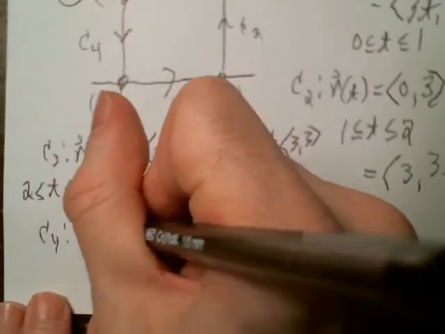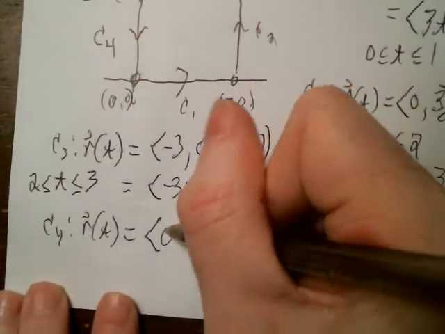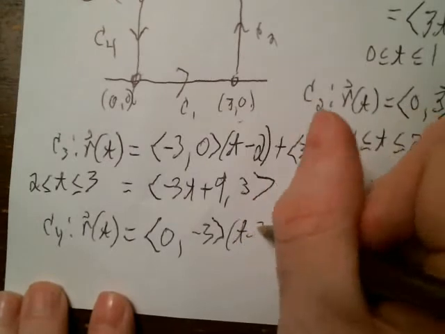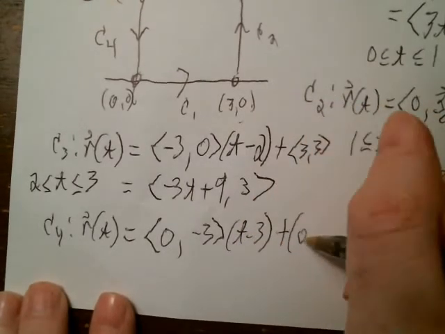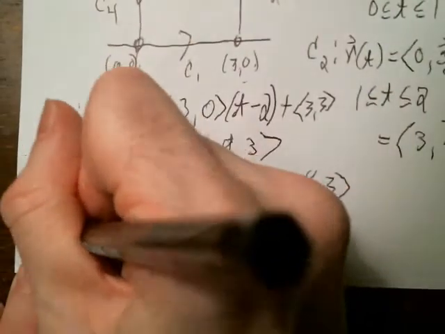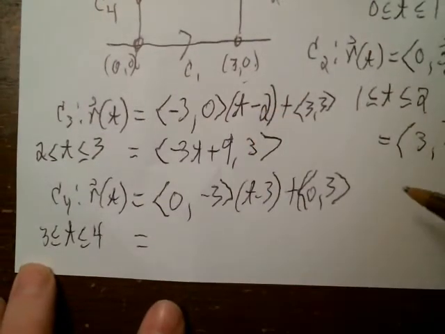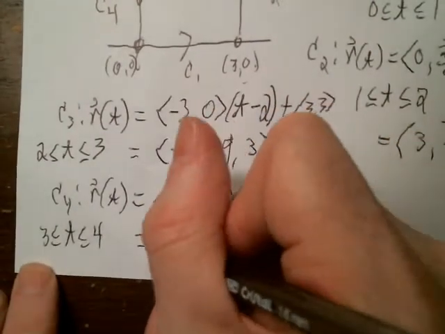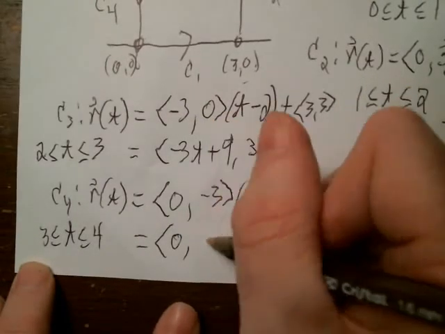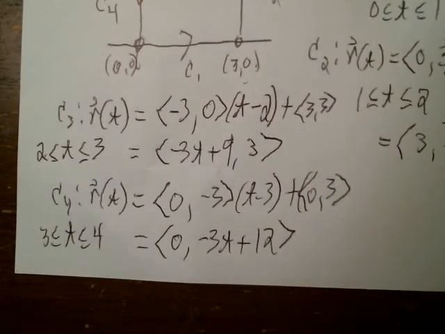So I have R of t will equal, let's see, 0 minus 0 is 0, and then 0 minus 3 is minus 3. And this time we want to go t minus 3, plus the starting point, 0, 0, 0, 3. And then our parameter is going from 3 to 4. And so our vector valued function for this line will be 0, comma, negative 3t plus 9 plus 3. It's negative 3t plus 12.